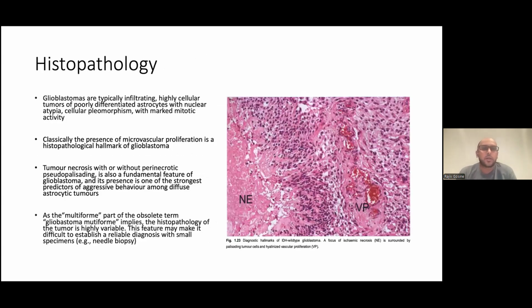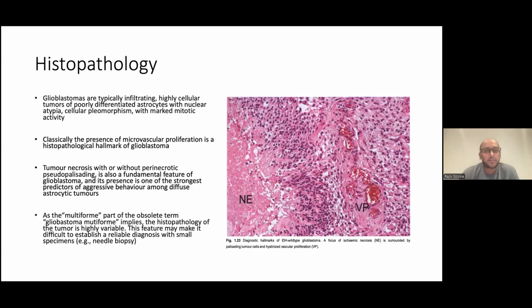Histopathologically, glioblastomas are typically infiltrating, highly cellular tumors of poorly differentiated astrocytes with nuclear atypia, cellular pleomorphism, and marked mitotic activity. Classically, the presence of microvascular proliferation is the histopathological hallmark of glioblastoma. Tumor necrosis, with or without perinecrotic pseudopalisading cells, is also a fundamental feature of GBM, and its presence is one of the strongest predictors of aggressive behavior among diffuse astrocytic tumors.